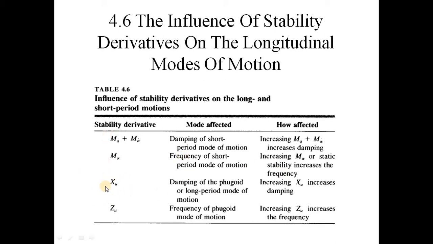Okay, the third one is X_u. This is X force due to forward speed. The mode affected is the damping of the Phugoid or long period mode of motion. So this is actually sebenarnya related to the drag. Aircraft yang drag dia besar, okay, C_D dia besar, coefficient of drag dia besar, satu increase sikit pun forward speed pun dia punya drag akan naik banyak. So aircraft akan slow down lagi cepat.